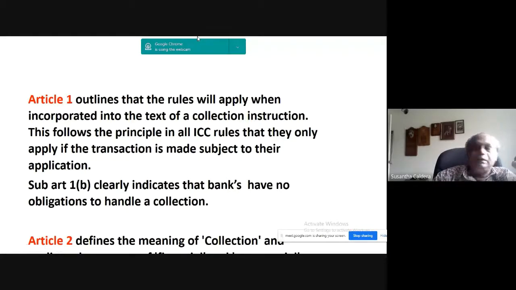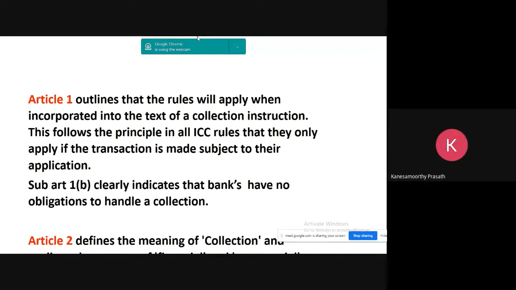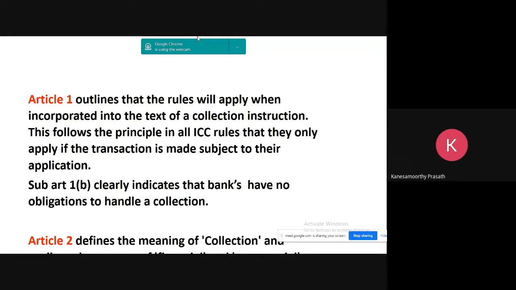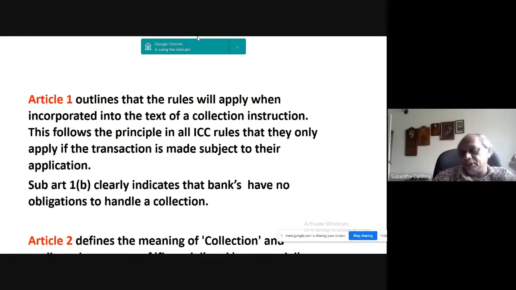Right. We can decline the collection. Or you can decline the collection. As a bank, are you going to do that? As a bank, no. Very good.